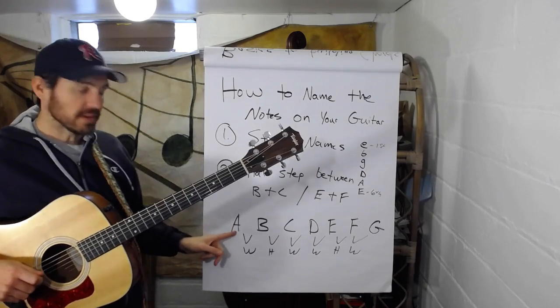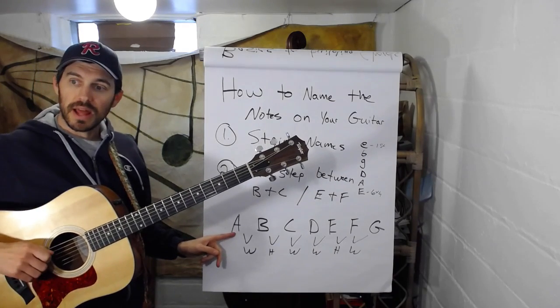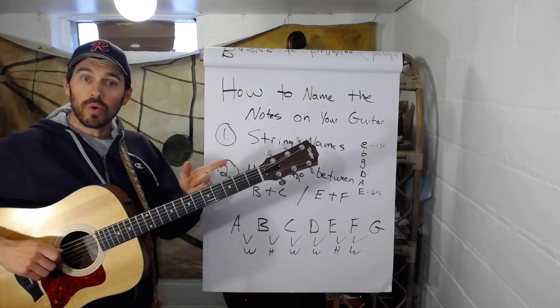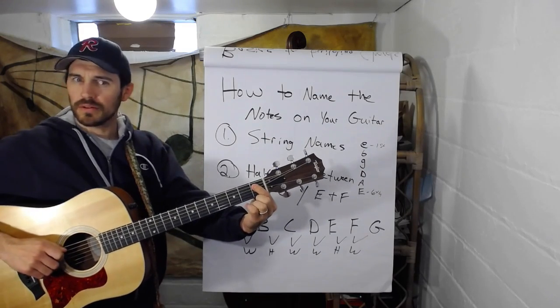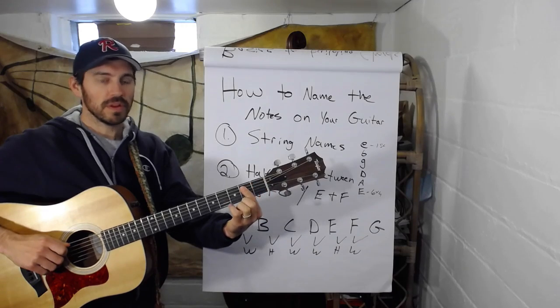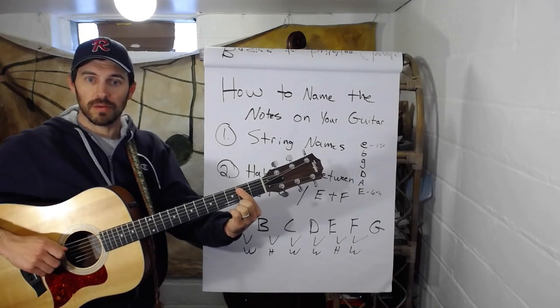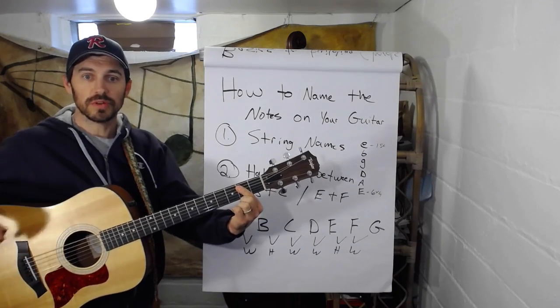Okay, let's take another string. We'll start with the A string. A. So I've got an A. I need to go up a whole step, or 2 frets. First fret? Nope, that's only a half step. You need to go to that whole step. Here we go, 1, 2. That's a B note.